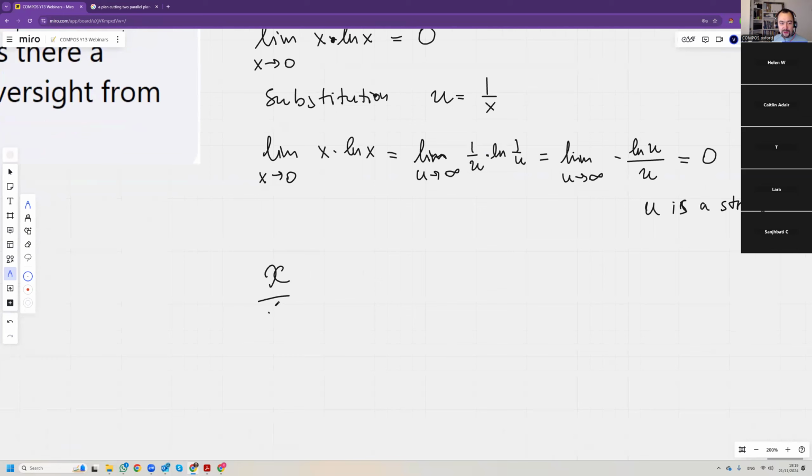Even if you do x over x, like x squared over x. Oh, sorry, x over x. So technically it's always 1. But if x is 0, that doesn't exist. Still doesn't exist.